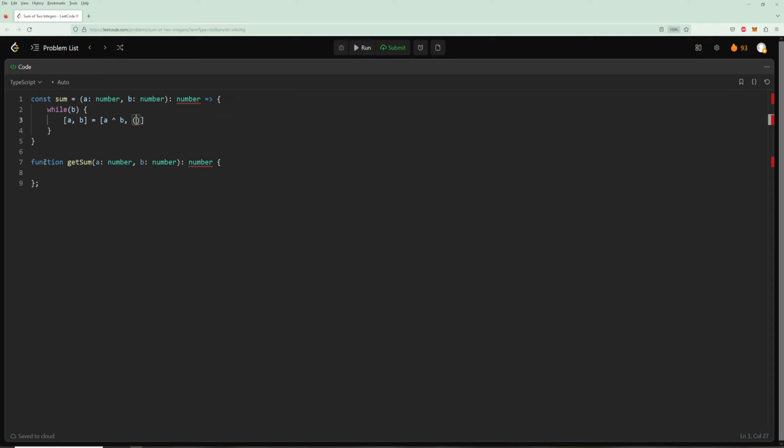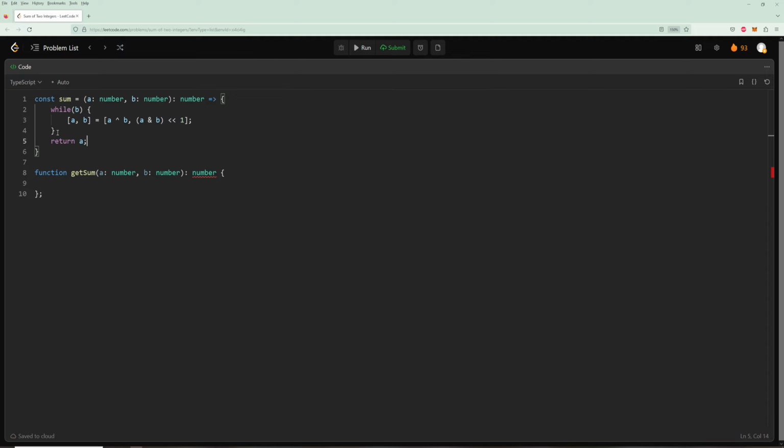And for the carry, it was a and b, right? If you think about it, for a carry, it would have to be a 1 and a 1. So it's a and b, and then it needs to be shifted left 1, right? Because it's not really carrying that bit, it's carrying the bit to the left. And then we can just return a here.